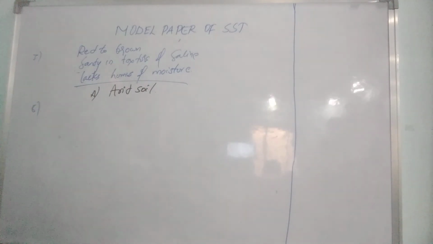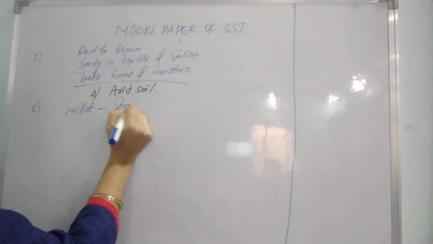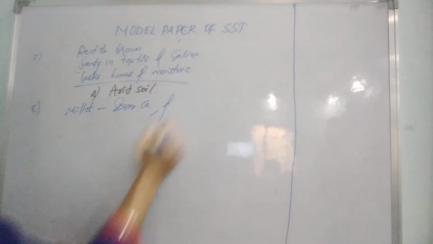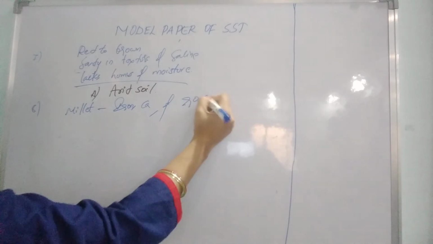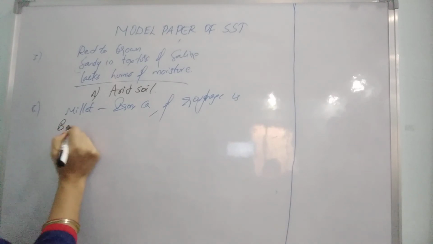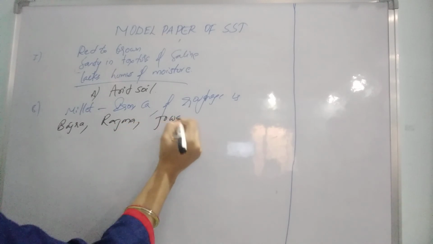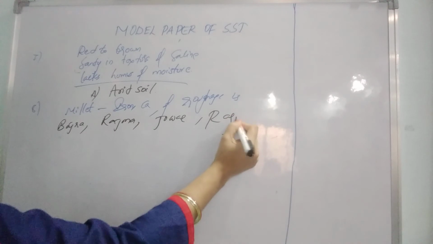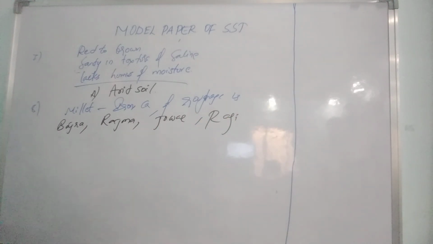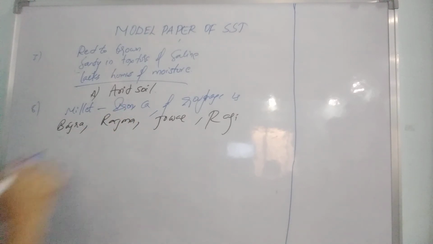Okay, next question is, a type of millet rich in iron, calcium and other micronutrients and roughage is which millet? Our options are Bajra, Rajma, Jowar and Ragi. Which is our correct option? A type of millet rich in iron, calcium and other micronutrients and roughage is Ragi. Ragi is rich in iron and calcium.